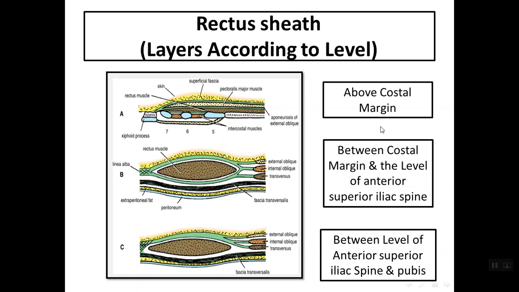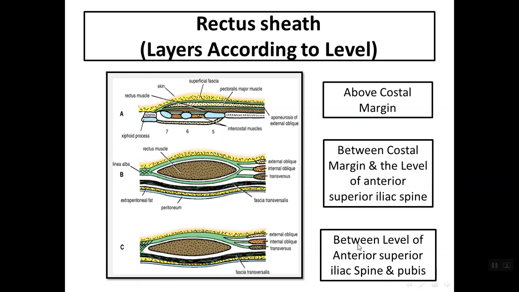Between the costal margin and the level of the anterior superior spine, the aponeurosis of the internal oblique will split. Part of it will go anterior with that of the external oblique, and part of it will go posterior with the aponeurosis of the transversus abdominis to form an anterior wall and posterior wall of the rectus sheath to envelop the rectus abdominis muscle. Medially, the aponeurosis of both sides will unite to form the linea alba.